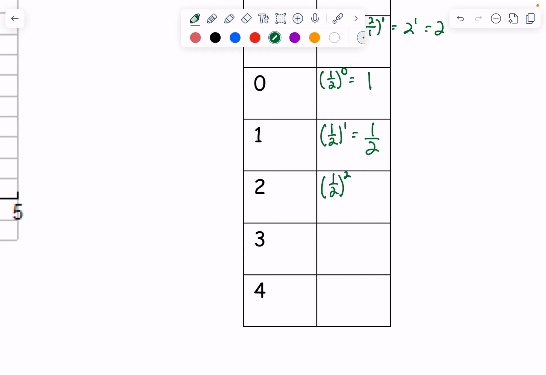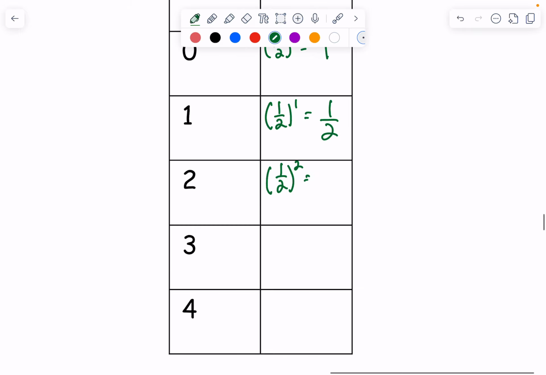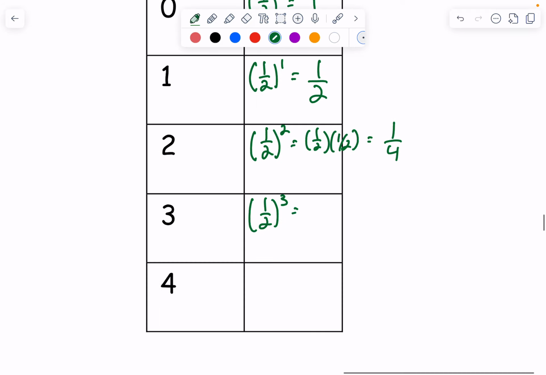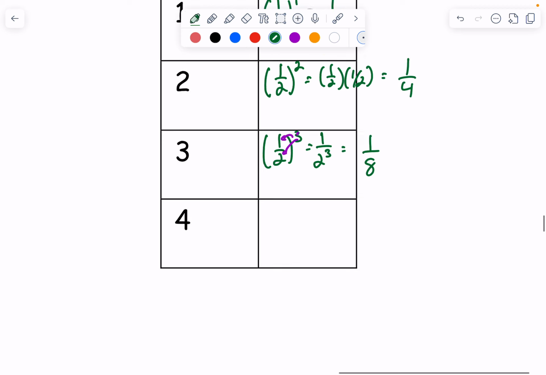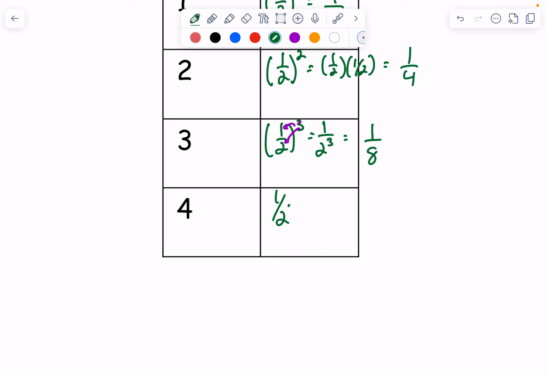1/2 to the 2. Well, that's like me saying take 1/2 and multiply it by 1/2, right? You're writing it twice. You're doing the multiplication twice. So that's 1/4. 1/2 to the power of 3. Again, you can also just use your exponent laws, which we've done so much of now. Take that 3, distribute it. So that's 1 over 2 to the 3, or 1/8. Do it again here. This would be like 1 over 2 to the 4, or 1/16.